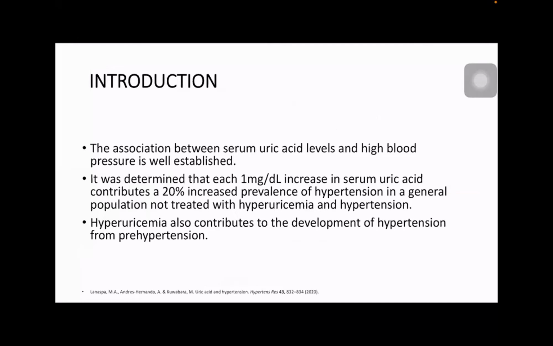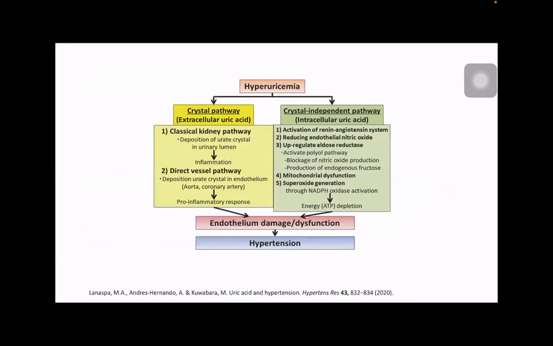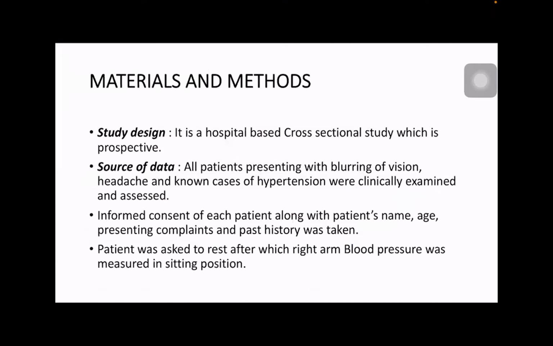Hyperuricemia also contributes to the development of hypertension from pre-hypertensive state. Here, it can be seen that hyperuricemia through crystal pathway and crystal independent pathway can cause endothelial damage or dysfunction, which causes hypertension. Materials and methods: it is a hospital-based cross-sectional study which is prospective in nature.